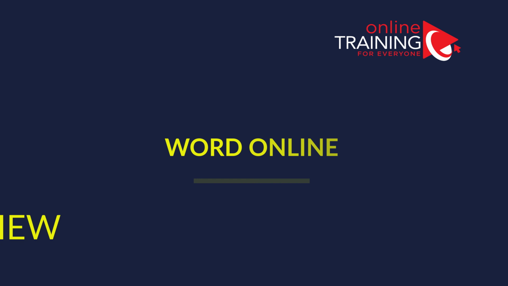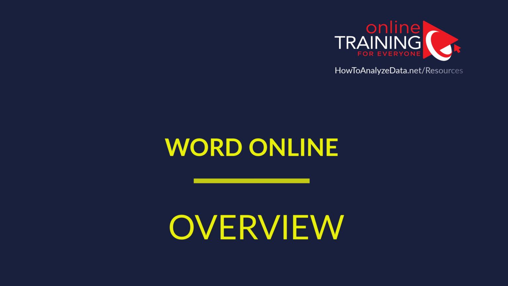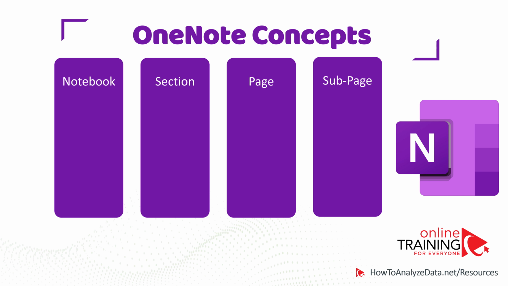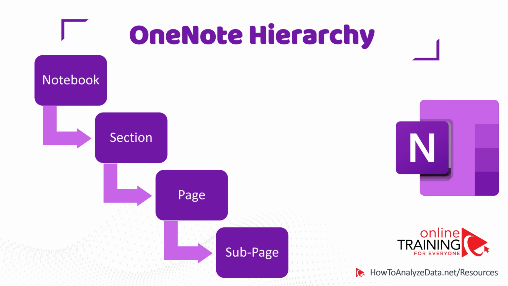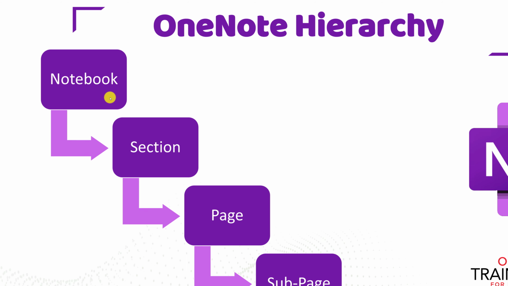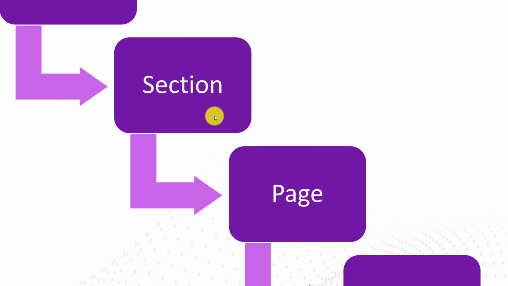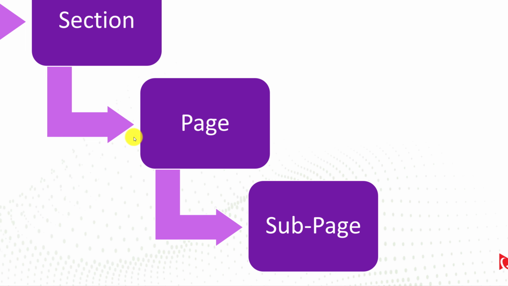Let's look at Microsoft OneNote, which is designed to help you organize your data so you can find it quickly. Let's first look at the main concepts inside OneNote. We have 4 major concepts: notebook, section, page, and subpage. They are organized in hierarchical structure. There might be multiple sections inside one notebook, and multiple pages inside one section, and multiple subpages inside the page.